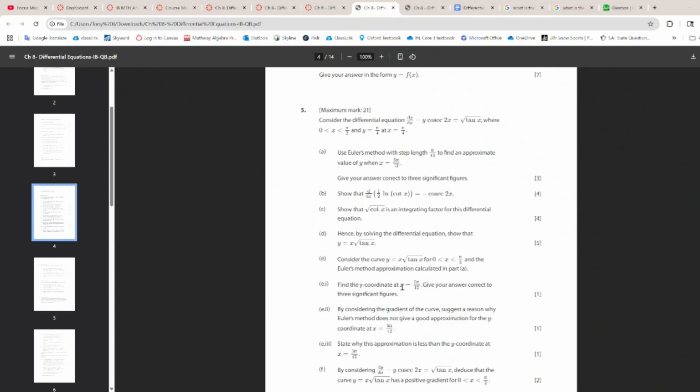Okay, so the next one involves considering Euler's approximation method. We did that earlier, and that isn't actually a question. Let's take a look at E1. So we can just plug that into this function. Let me do that real quick.